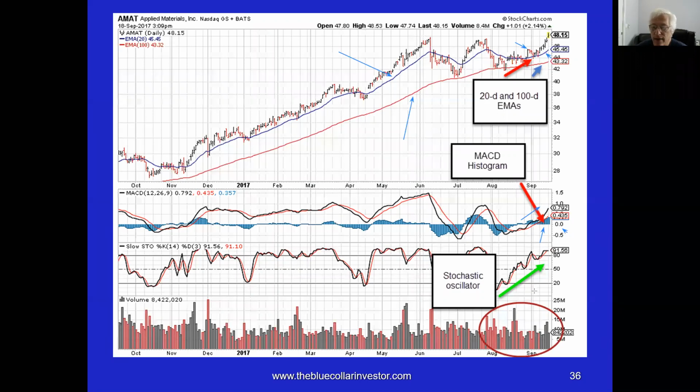Now, the stochastic oscillator, which is right here by this green arrow, we also like to see uptrending. And so we have a bullish stochastic oscillator, and all that is confirmed with some fairly significant volume, which are the bars on the bottom.